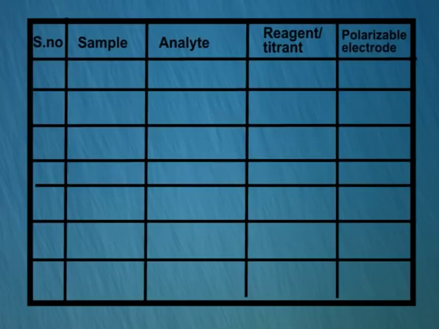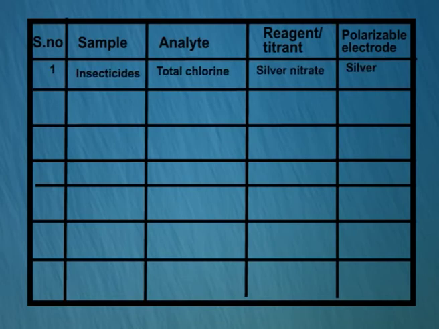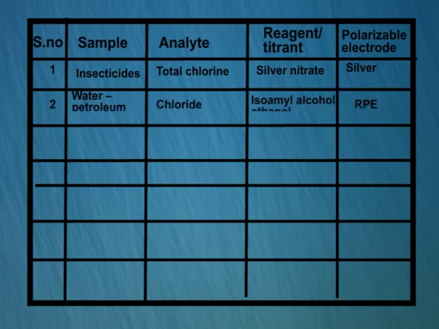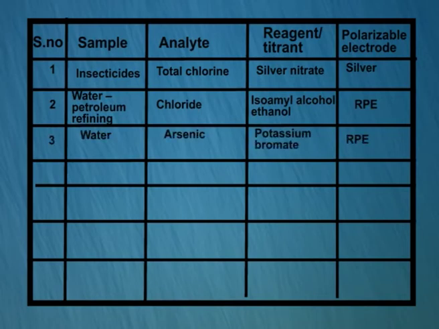First, sample is insecticide, analyte, total chlorine. The reagent is silver nitrate and the polarizable electrode is silver. Second, water petroleum refining. Analyte is chloride, reagent is isoamyl alcohol ethanol, polarizable electrode is RPE. Third, sample is water, analyte is arsenic, reagent is potassium bromate and the polarizable electrode is RPE. Fourth, waste water, analyte is hydrazine, reagent is bromine, polarizable electrode is RPE.